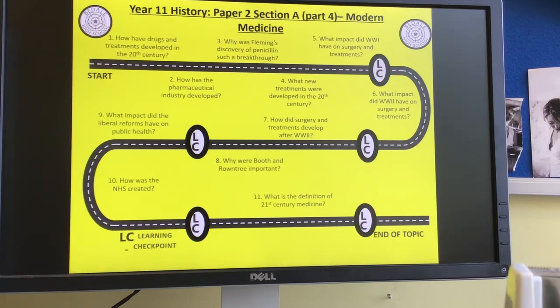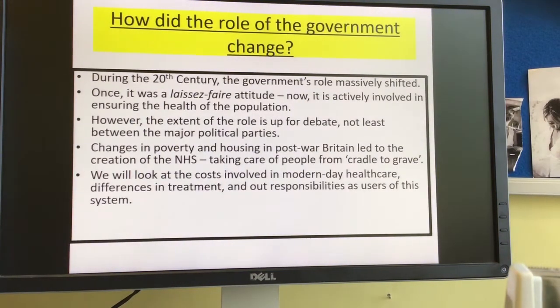Okay, so how did the role of the government actually change? So really, during the 20th century, the government's role had a massive shift in how much they were looking after public health and doing. We know before they had this laissez-faire attitude, but now they were more actively involved in ensuring the health of the population.